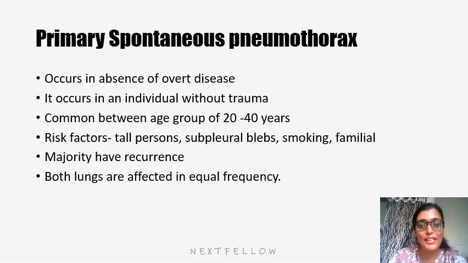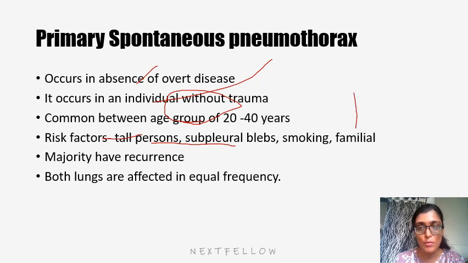Now coming to primary spontaneous pneumothorax. Primary spontaneous pneumothorax occurs in the absence of any disease. It occurs in an individual without trauma, and it is a very important clue when you are solving questions. Age group is 20 to 40 years. The patient will not have any underlying respiratory disease. Usually risk factors are tall persons or patients who have pleural blebs.